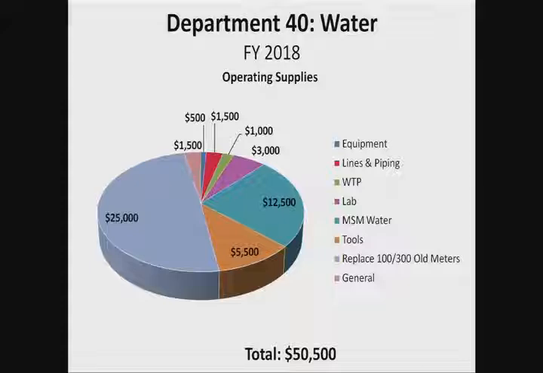Out of all the water meters in town, about 300 of them are your older water meters that don't read accurately. As your water meter ages, they read slower, so you're not billing as accurately as you could be. You don't have an accurate idea of the water that's coming from the plant to the town. So this, again, is a 3-year plan to replace 100 meters each year. And we estimate needing 25,000 to replace those meters.